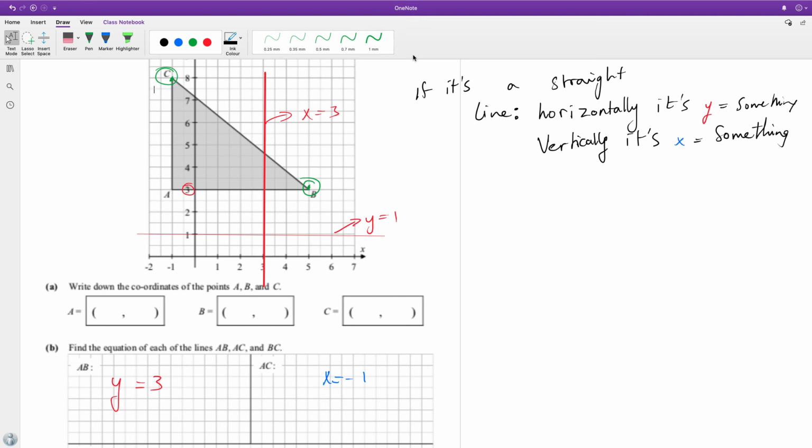So once we have the slope, we use the y minus y1 equals m times x minus x1 formula. It doesn't make a difference whether we pick the point B or the point C. So your point B is 5, 3. So if it's 5, 3, then 5 would be your x1, and 3 would be your y1.